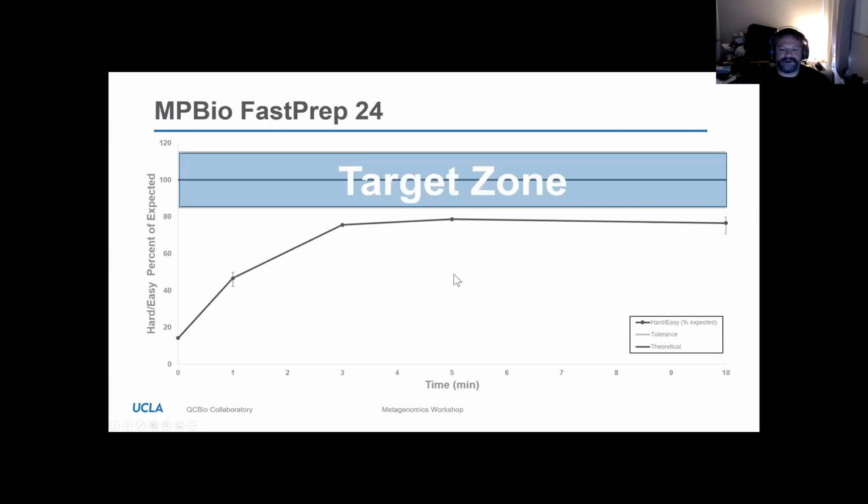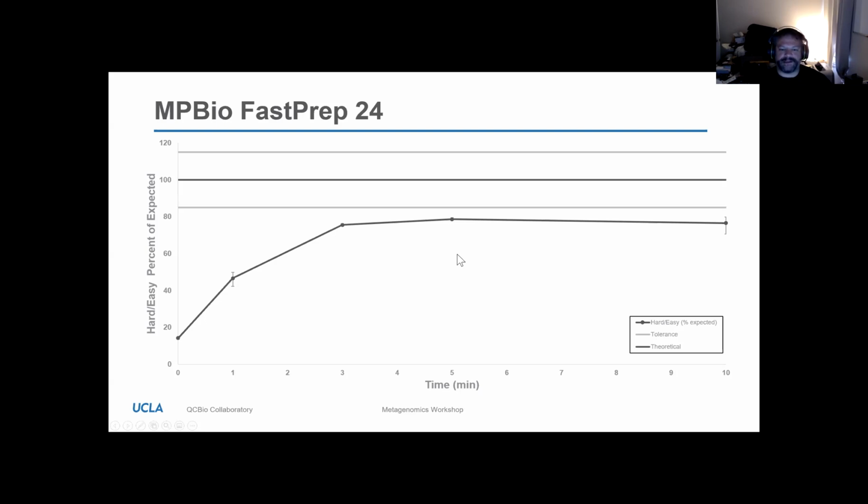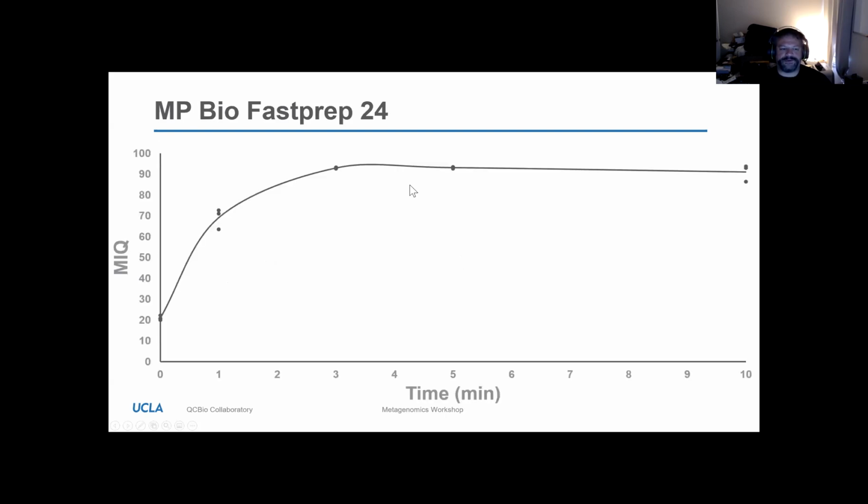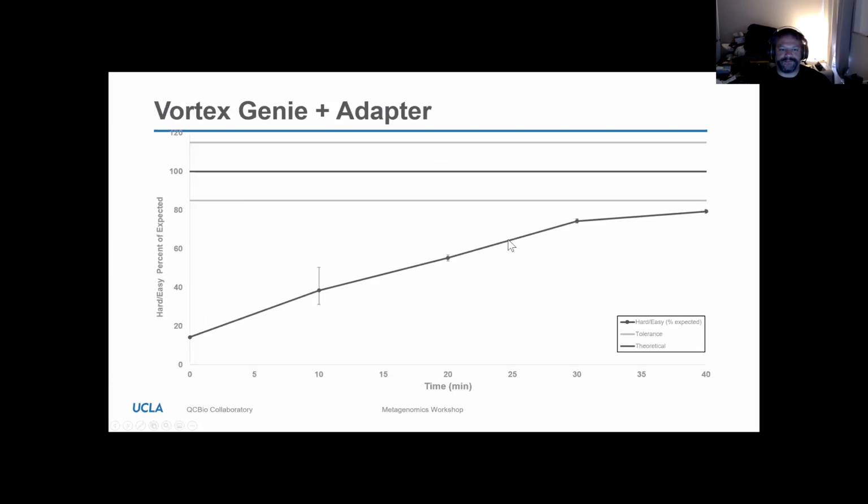And again, this is our target zone. We want to basically end up in this range or plateau out in this range if we can, or at least plateau out as close as we can to it. And we see this does a pretty good job. It correlates pretty well to the mic scores. So again, we see at 3 to 5 minutes, we have mic scores basically in the 90s. And this is using that optimal bead mixture. So we're obviously not changing beads around. We're giving it the best possible bead mixture that we found.